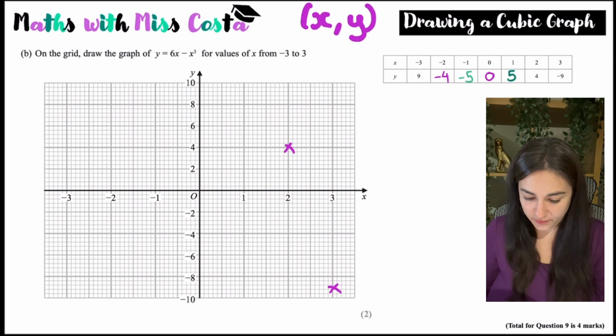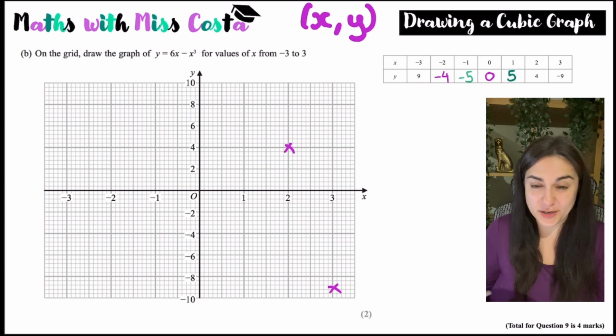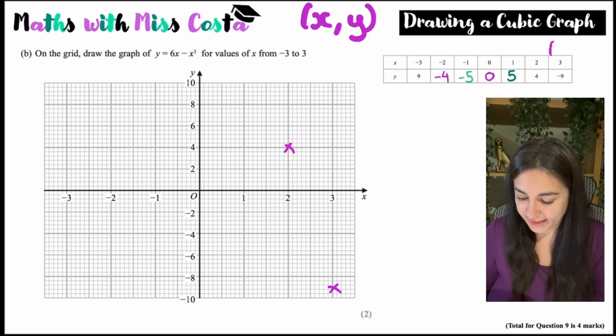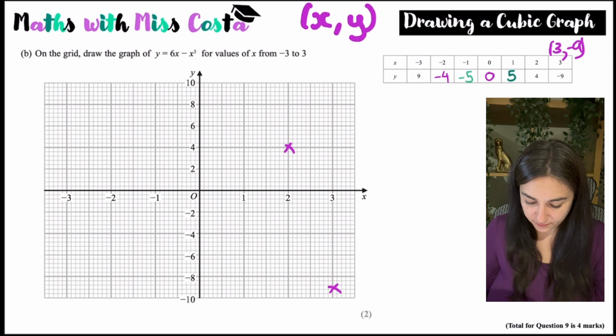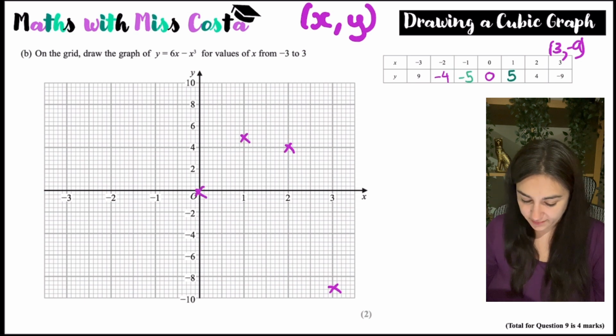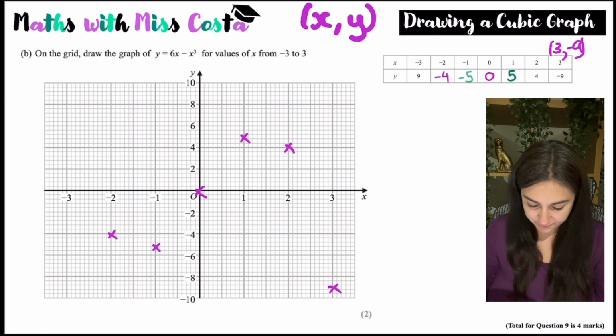And then, just in case you weren't sure how to do the coordinates, this is the x value, 3, because it's along the x, and then the y value would be -9. So if you weren't sure how to translate a table of values into coordinates, that's how you do it. The x first, and then the y value. Then you've got 1 and 5. Then we've got 0, 0. Then -1, -5. Then -2, -4.